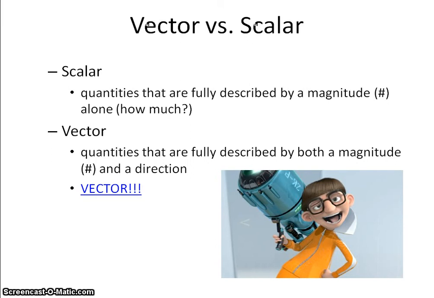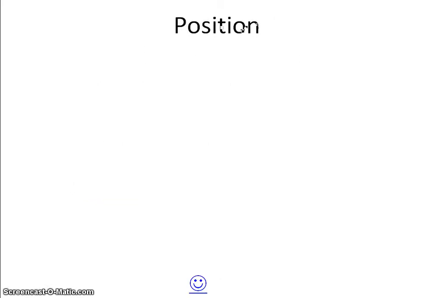Otherwise, it can be in any of the three dimensions. So up, down, north, south, east, west. Okay, vector quantity. Magnitude and direction. Again, these are things like velocity and displacement. Again, we're going to get into that right now.